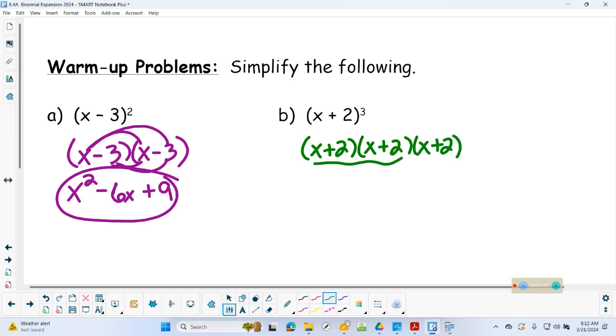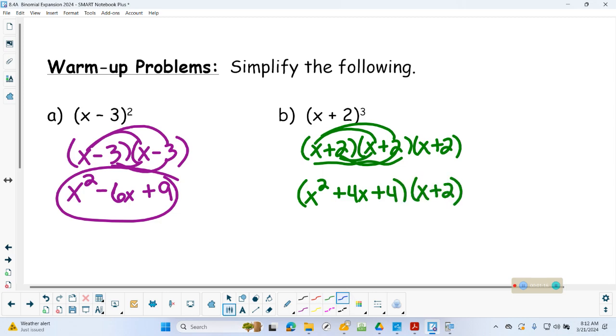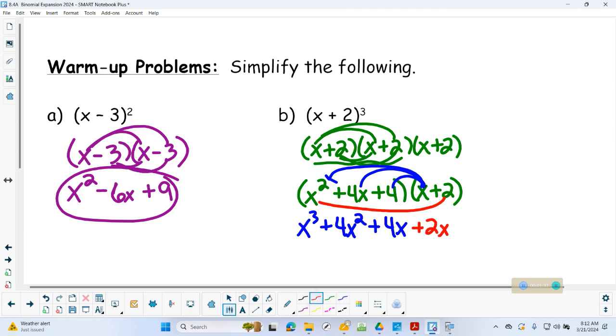Now, I'm going to distribute these first two together. So I'm going to have x squared, 2x, 2x. Let's combine it, 2 and 2. Got it. Now, from here, of course, I'm going to distribute from the back just to make my life a little easier. Write small, x squared and x and 4x. X and 4, and now let's distribute the 2 through. 2 and x squared, 2 and 4x, 2 and 4. And obviously combine our like terms here and get our final answer.